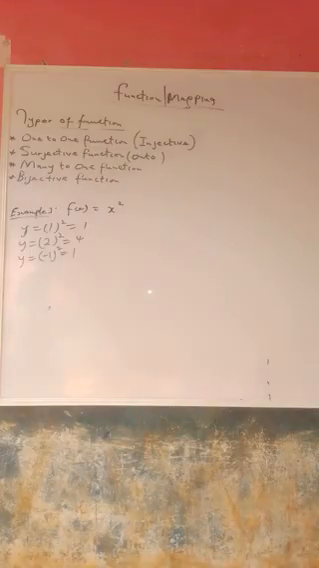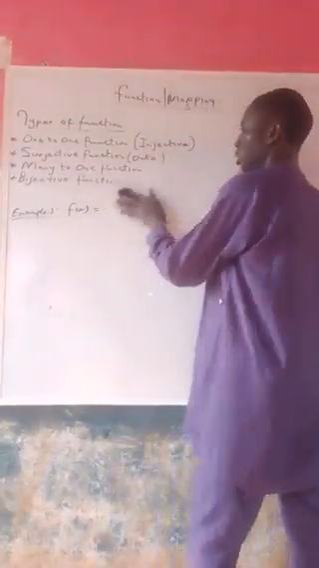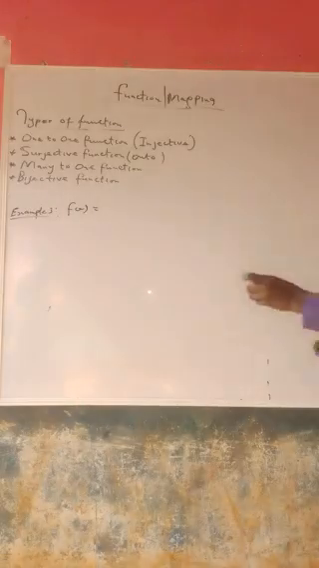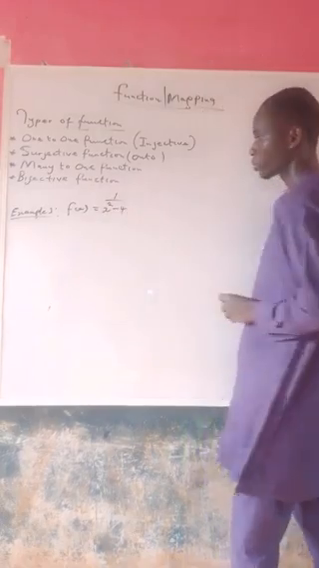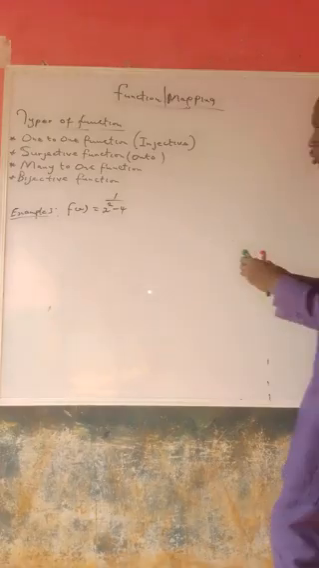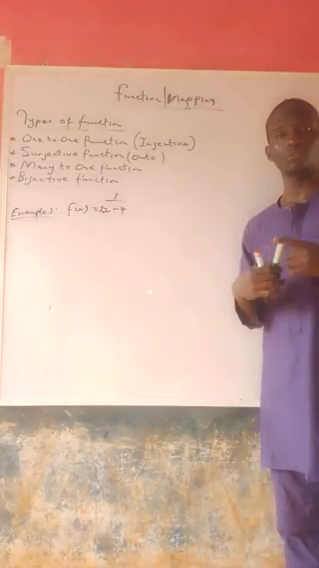Let's look at another example. Now, if f of x is equal to 1 over 2x minus 4, is this kind of function said to be injective? Is it said to be injective, bijective, or surjective?